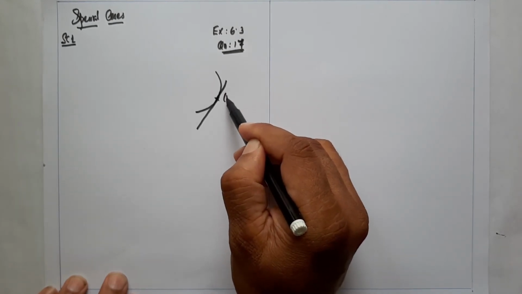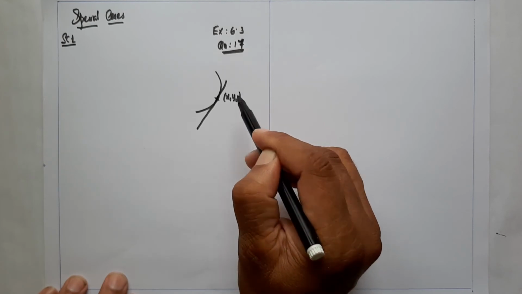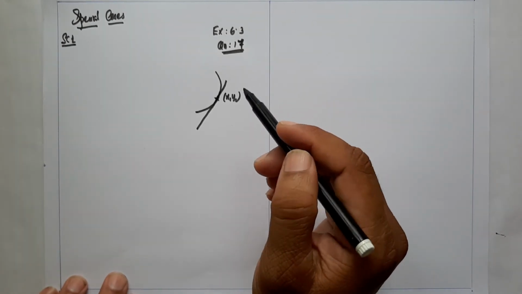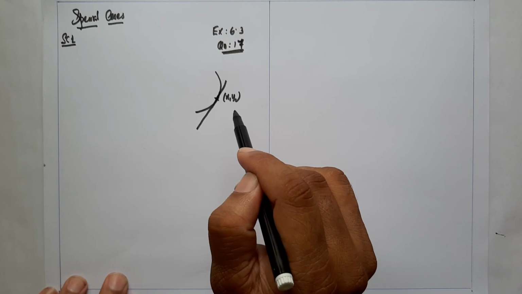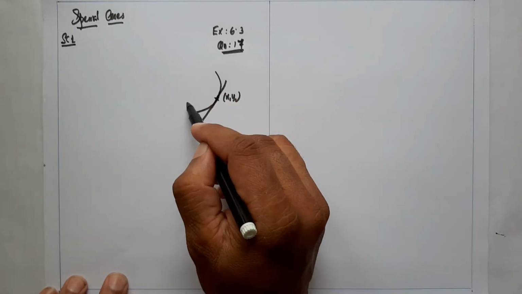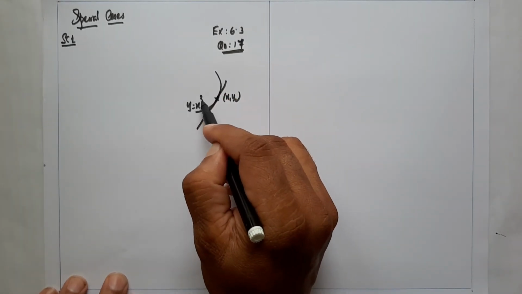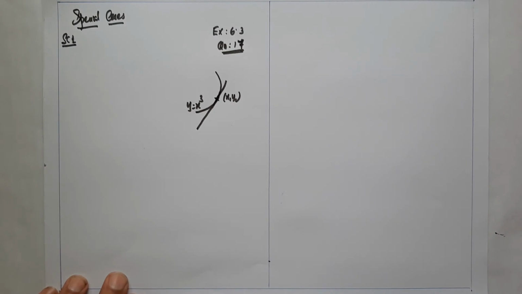Suppose that touching point is, suppose you take x1, y1. We find that point x1, y1. The equation of the curve is already given. How to find x1, y1? For finding the points, they have given a condition that slope of the tangent is equal to the y coordinate of the point. That means the y coordinate of the point means y1.